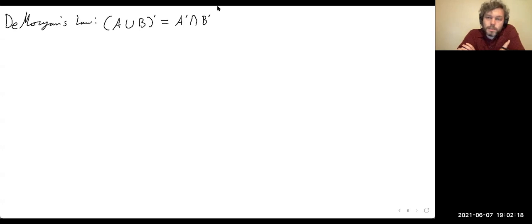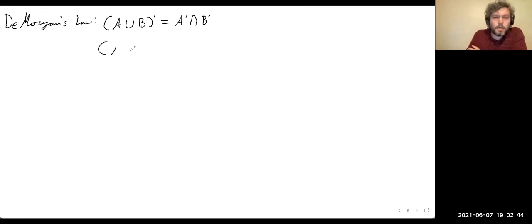What does this mean? This means that the opposite, or the negation, the complement of the union of A and B is equal to A complement intersect B complement. So it's what do those have in common is the opposite of the union. Okay, so that's one version of De Morgan's law.